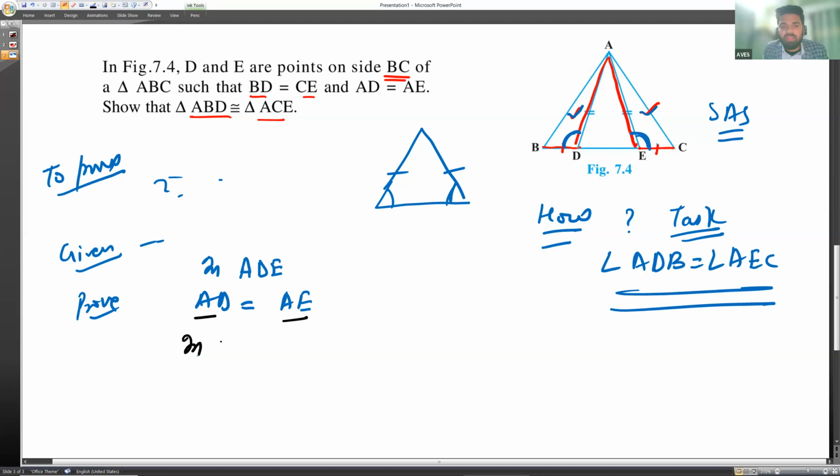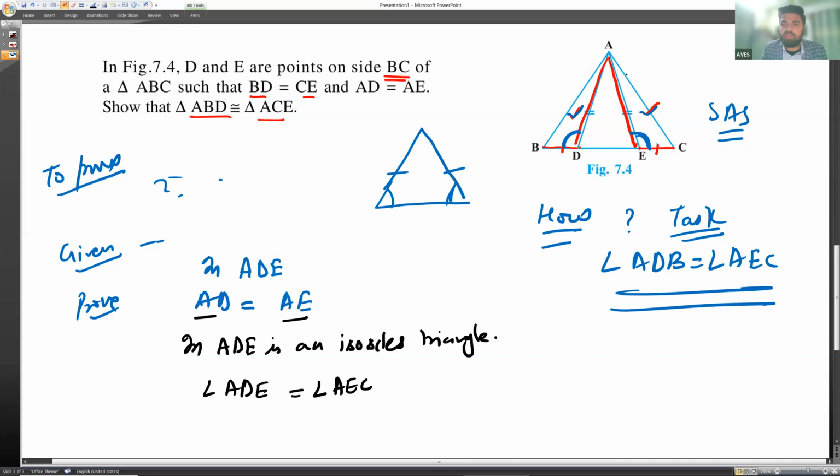So that's why we'll say that triangle ADE is an isosceles triangle, and therefore angle ADE will be equal to angle AED. And let's say that is equal to x. So if this angle is equal to x, this will also be equal to x.